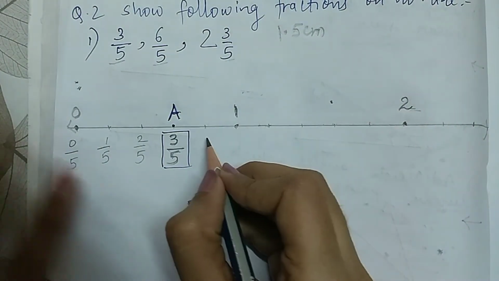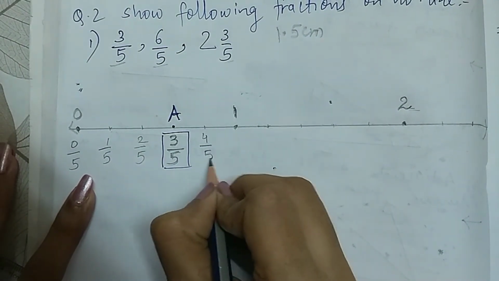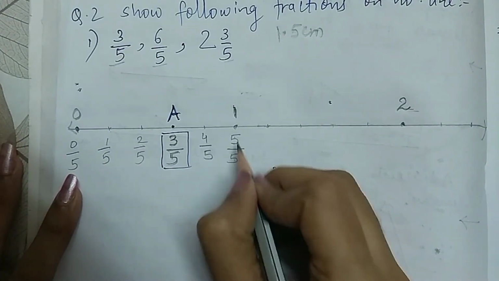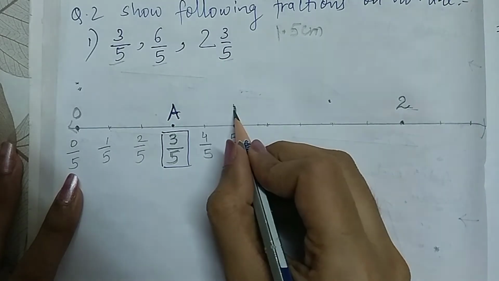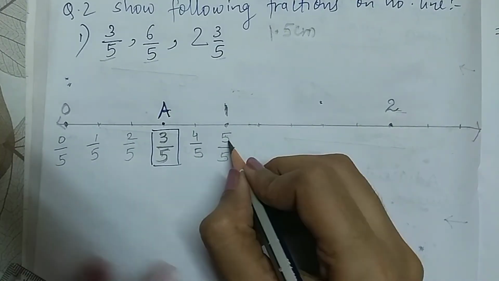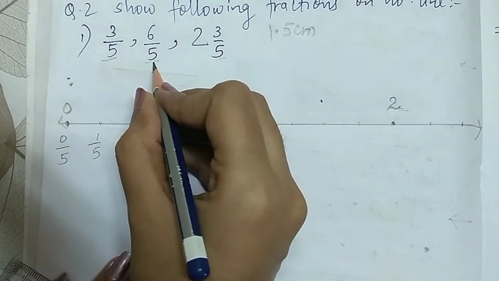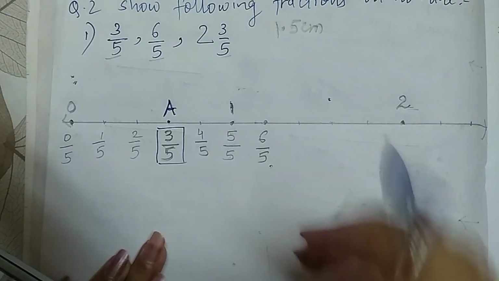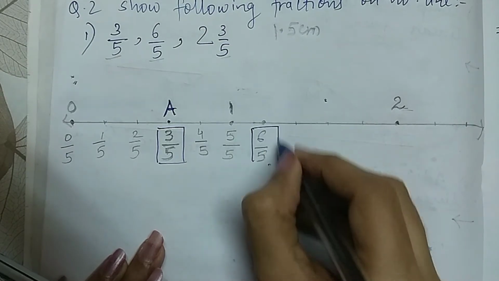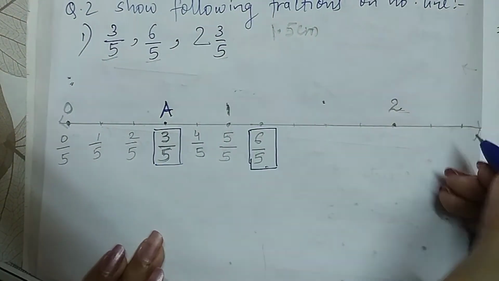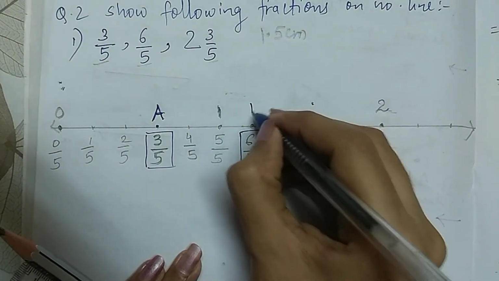Now after 3 by 5 is 4 by 5. Then after 4 by 5 is 5 by 5. See, the same number in numerator and denominator gives 1. Now after 5 by 5 is 6 by 5, which is our next fraction. So again I am putting this in a box. B.